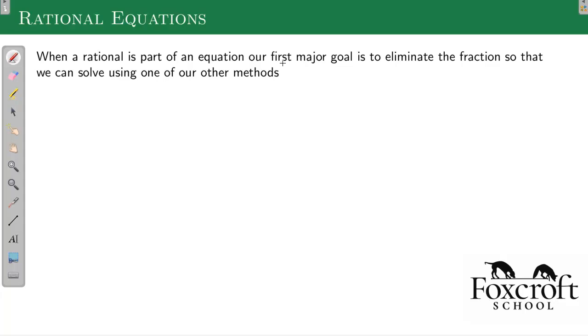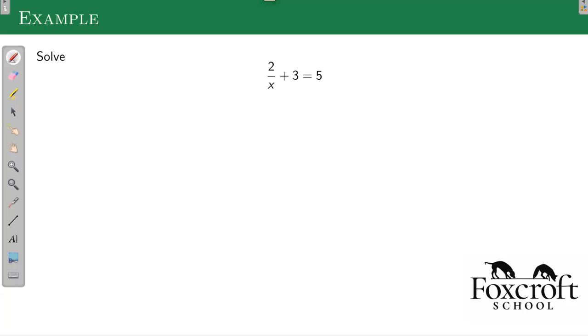We can't solve for the x when it's in the bottom of a fraction, because it doesn't make sense for our final answer to look something like this. X isn't by itself because it's still part of this fraction, so I really need to get the x's out of the bottom of the fractions first. That's really our only major goal to start, and then once the fractions are gone, we just consider it to be a different type of equation.